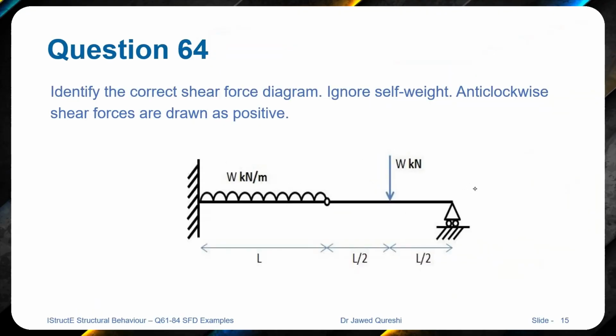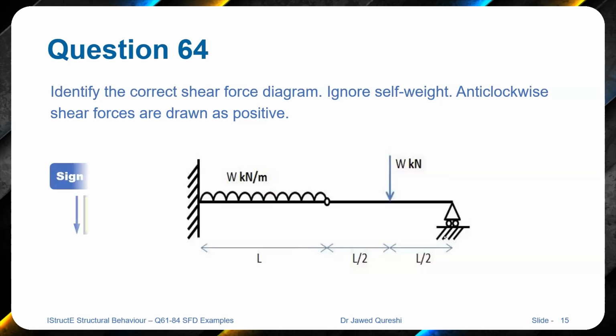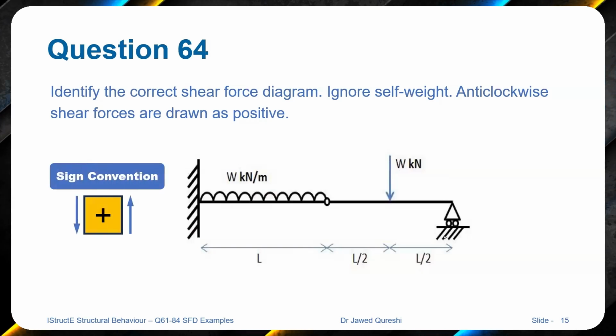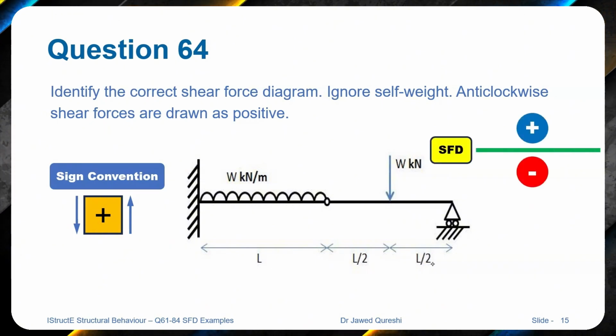Let's move to the next question now. In this question, we have to identify the correct shear force diagram, and we have to ignore the self-weight as well, and anti-clockwise forces are drawn positive. So this is the sign convention for anti-clockwise forces, and this is how we draw it on the shear force diagram. Positives are drawn on the upward side of the axis and negatives on the downward side of the axis. In very simple terms, we start drawing the diagram from the right side if anti-clockwise shear forces are positive.